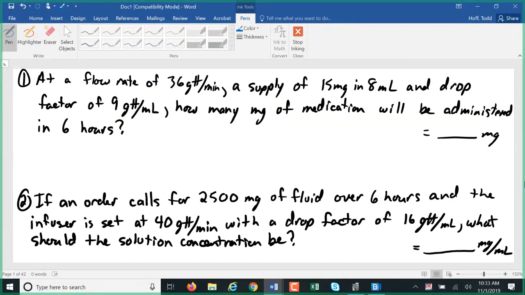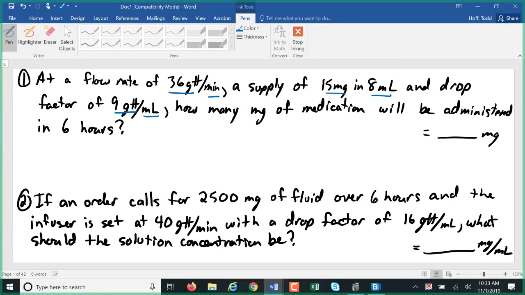So what we have to look at is what units, what form we want our answer in, to figure out what we really need to start with. And number one here, everything that we're given is an equivalency. 36 drops is equivalent to 1 minute. 15 milligrams is equivalent to 8 milliliters. 9 drops is equivalent to 1 milliliter. Those are all equivalencies. They can be used as conversion factors.